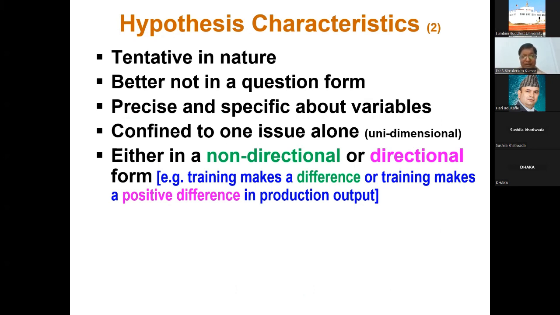It must be precise and specific about variables. We have discussed what the variables are in the beginning. Confined to one issue alone, unidimensional, either in a non-directional or directional form. For example, training makes a difference, or training makes a positive difference in production output. This is the hypothesis, which may be directional or non-directional.